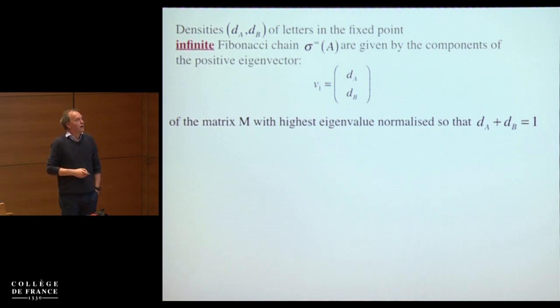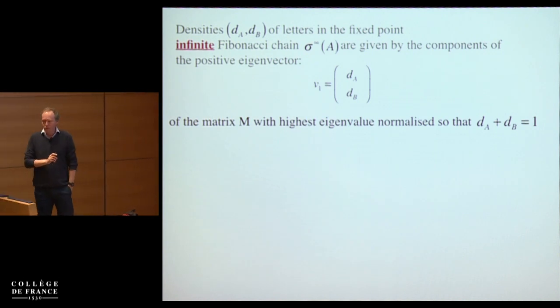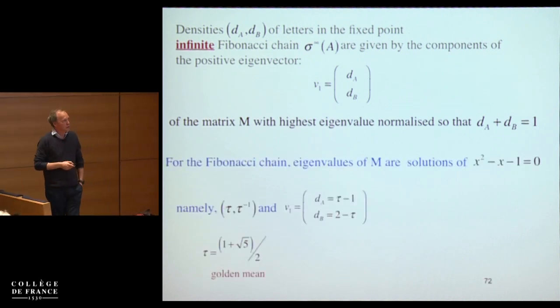Okay? So these are very simple mathematics, in fact, but just to show you the ingredients. So for the Fibonacci chains, the eigenvalues of the matrix M, which was this 1, 1, 1, 0, are the solutions of this. There are two eigenvalues, the golden mean and the inverse golden mean, and the eigenvector that corresponds to this is this. So which means that in the Fibonacci chain, the density of A letters is given by this, and the density of B letters is given by this, and this adds to 1.